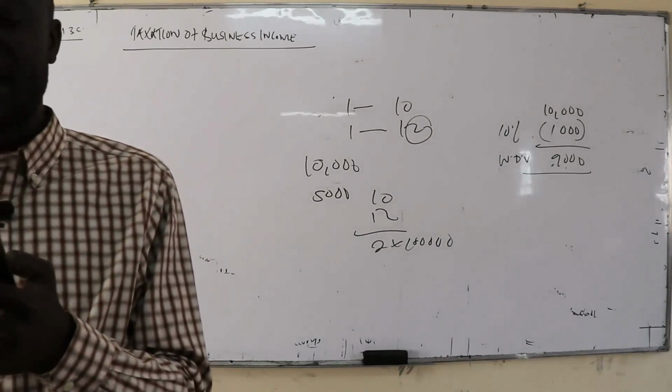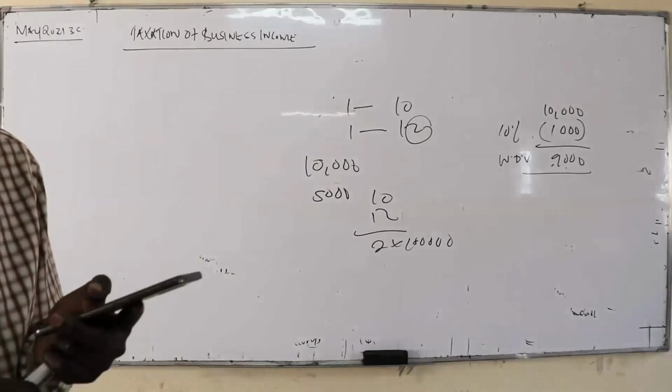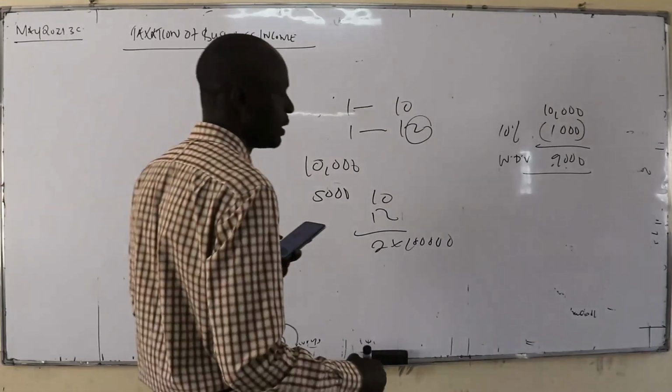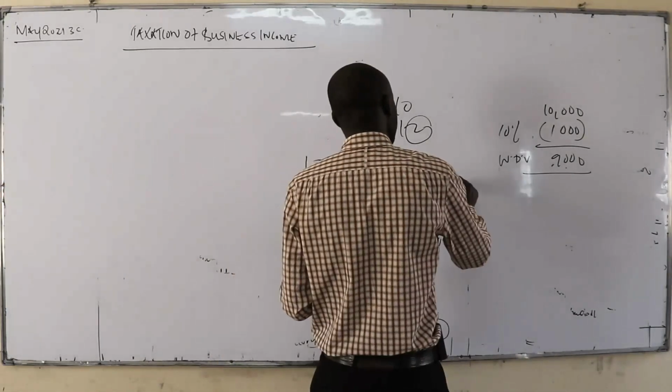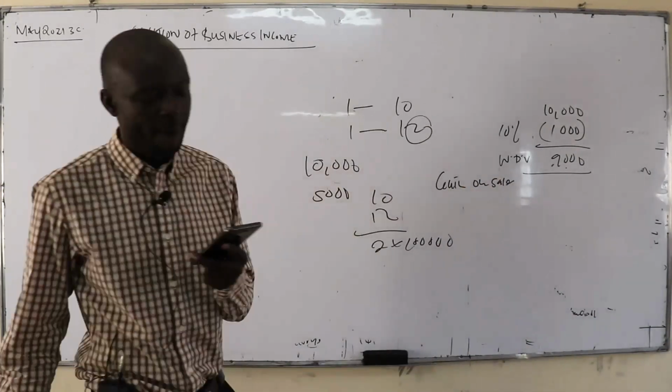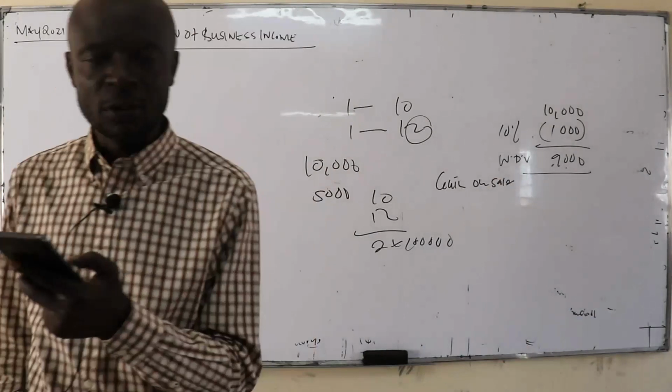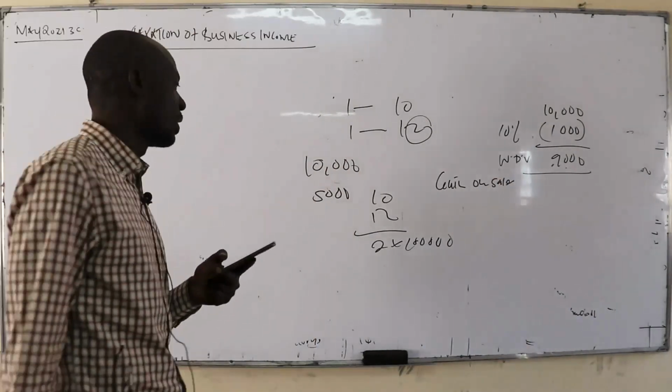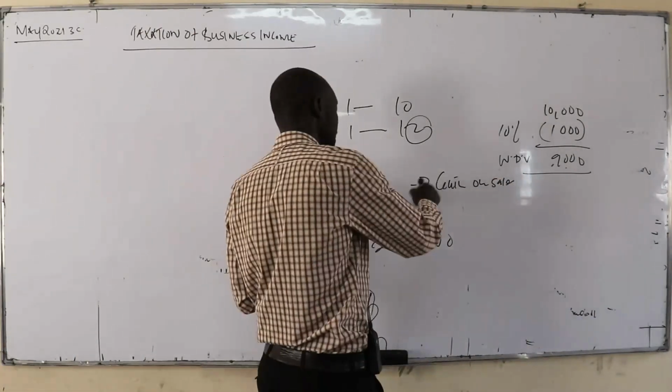And then another thing that I've not written here is gain on sale of non-current assets. That one is non-taxable business income. Gain on sale of non-current assets is non-taxable business income. Insurance compensation on non-current assets, that one is also not taxable business income.